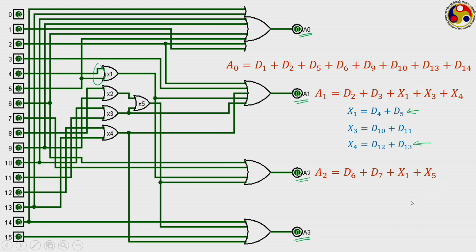A2 is connected to D6 and D7, and also X1 and X5. What is X1? X1 has inputs D4 and D5, and X5 has inputs X2 and X3. It is taking input from these two. Now, X2 has 2 inputs, X3 has 2 inputs. And finally, A3, the leftmost bit, is connected to D14, D15 and also X4 and X5. This way, quite similar to BCD, we can form the gray code version of this.